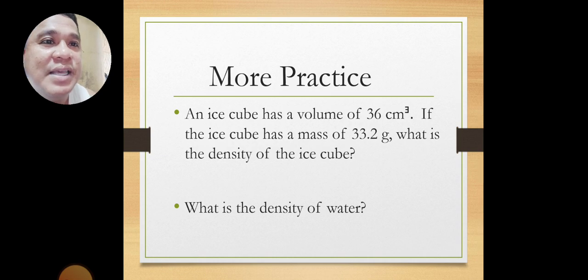Another practice: an ice cube has a volume of 36 cubic centimeter. If the ice cube has a mass of 33.2 gram, what is the density of the ice cube? It's a very simple calculation. This is just a sort of review. What is the density of water?